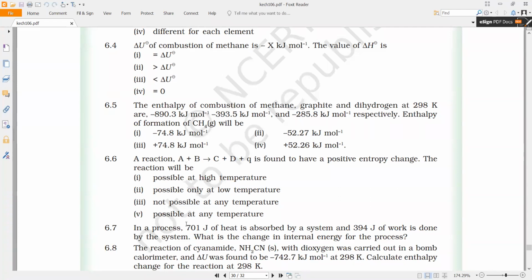Yes. Did anyone find what is the relationship? Delta H is equal to delta U plus delta Ng RT, right? Yes. Okay, fine. Now, also write the reaction. What will be the chemical reaction for combustion of methane?